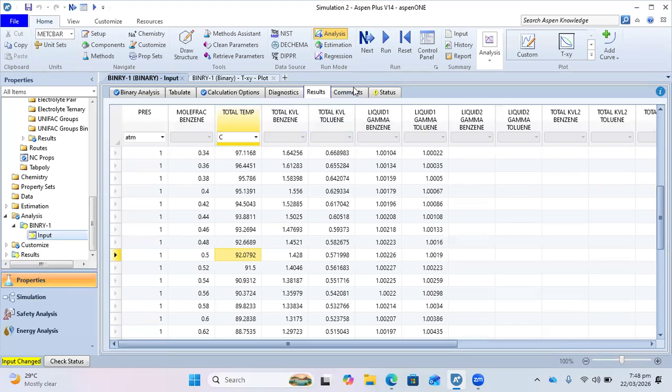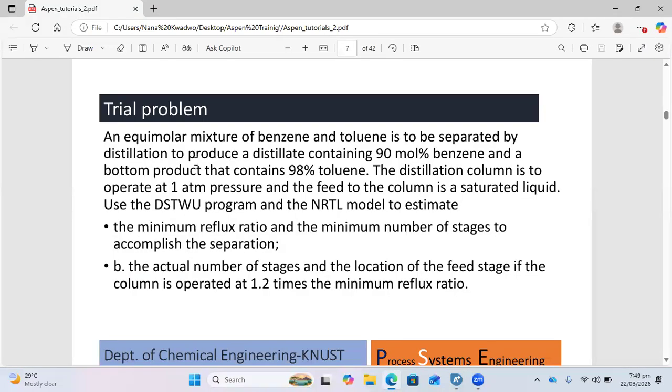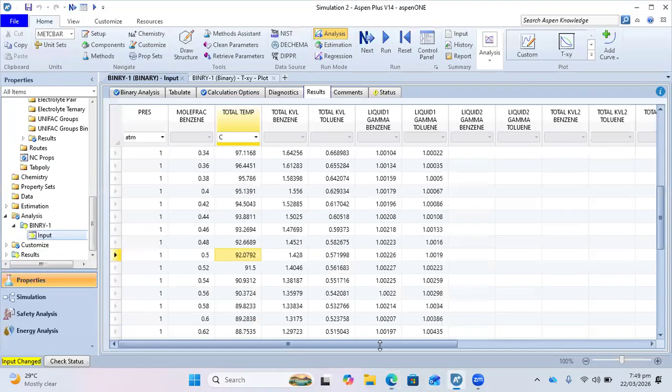So we take the mole fraction of benzene at the midpoint, 0.5. Remember the question mentioned that we have an equimolar mixture that we are feeding into our column to be separated. If it's equimolar, it means that the mole fraction is 0.5. And we want to know the temperature it should come in at for it to be a saturated liquid. So we would need to find that temperature, and that's the value we've gotten from Aspen, the 92.0792. Is that okay?